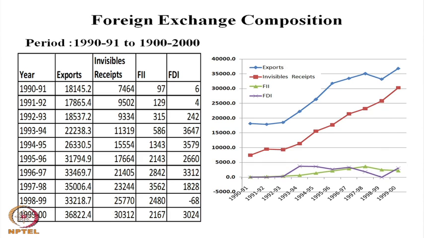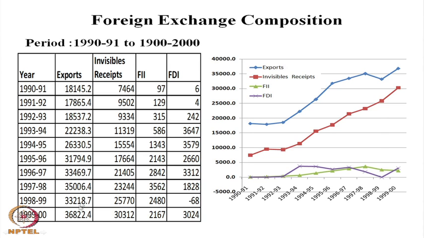And if you analyze the composition for 1991 to 2000, you see that export has been increasing, invisible receipt has been increasing, FI also increasing, and FDI somewhat increasing, only in 98, 99 it was negative in nature. All are increasing. However, these are contributing significantly to our foreign exchange earning and foreign exchange reserve, but not in a position to make our current account deficit 0.